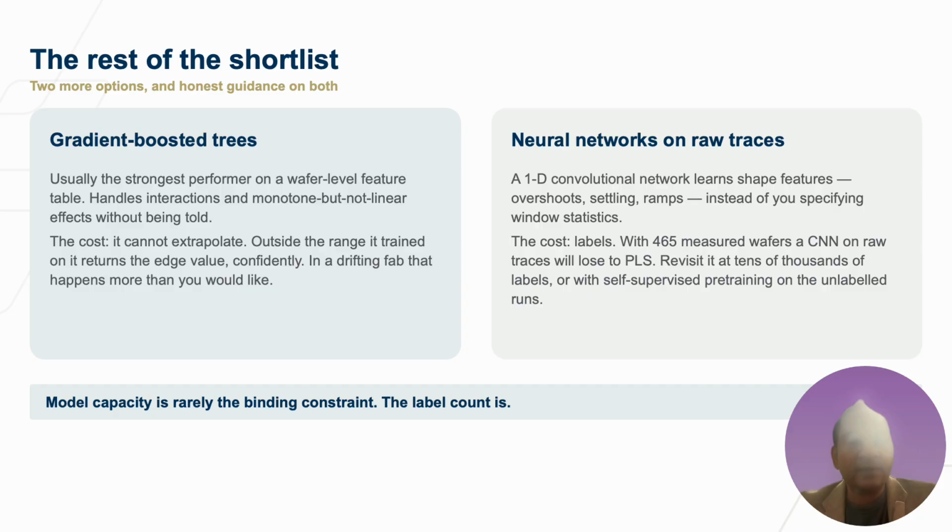With 465 measured wafers, a CNN on raw traces will lose to PLS reliably. Revisit it at tens of thousands of labels, or use self-supervised pre-training on millions of unlabeled runs and fine-tune on the few hundred labeled ones. That last recipe is the current research frontier, and it is a reasonable project topic.